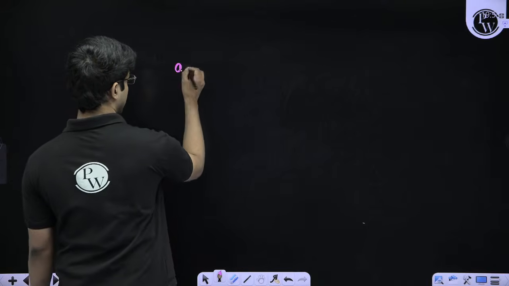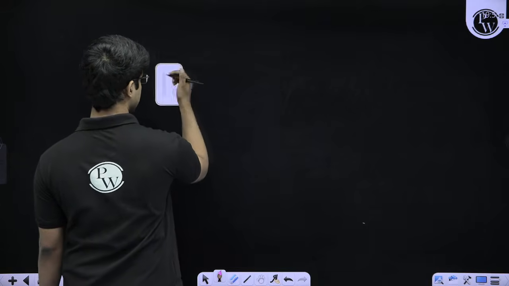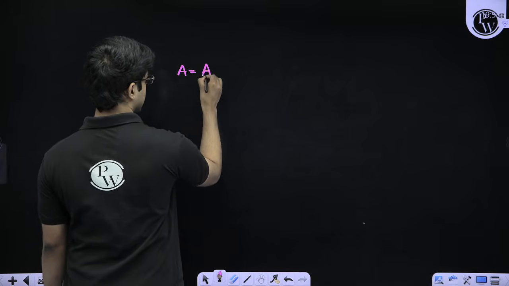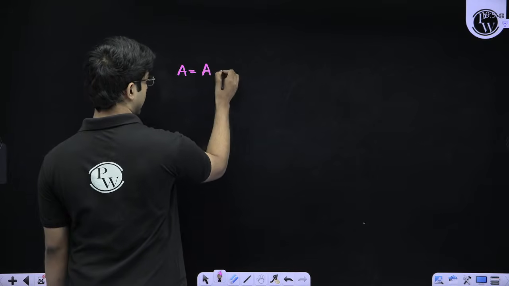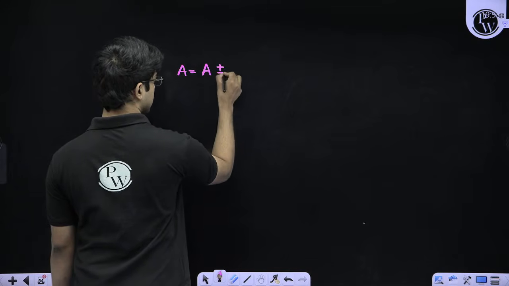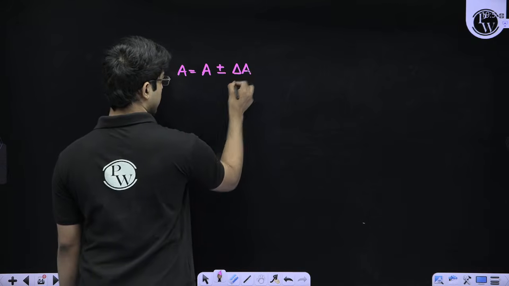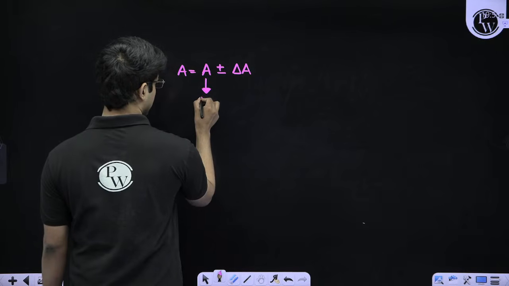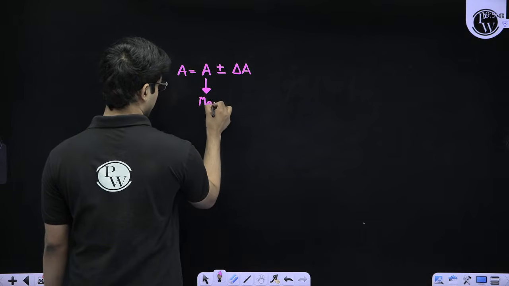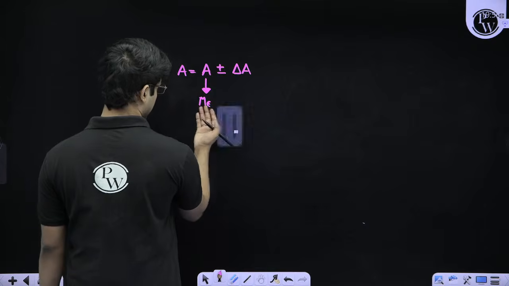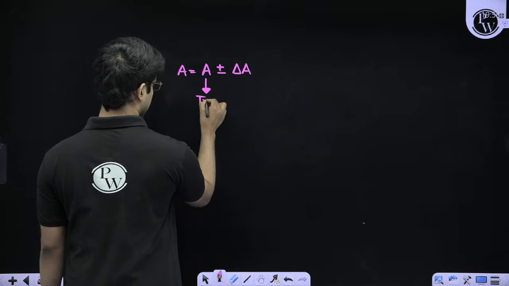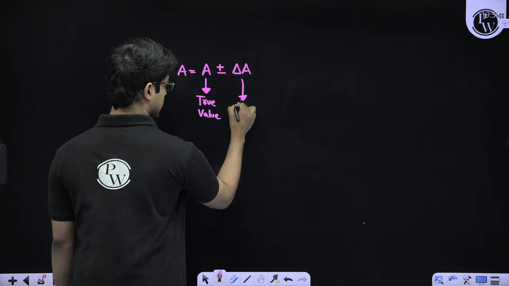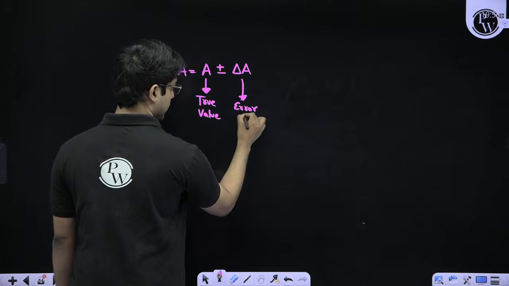So any quantity, any measurement which has error, you can write it like some true value plus or minus its error. Okay, this is the mean, or basically what we consider as a true value. Let's say true value, and this is the error or uncertainty.